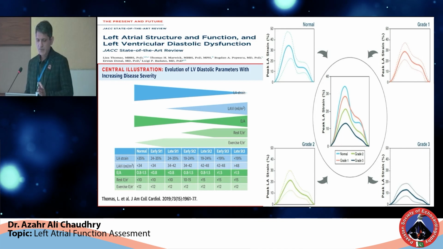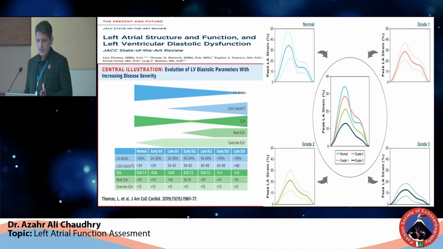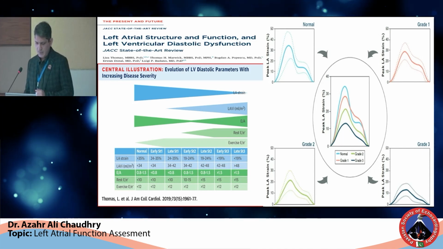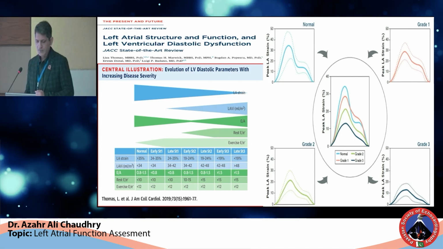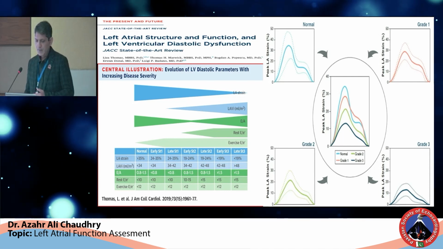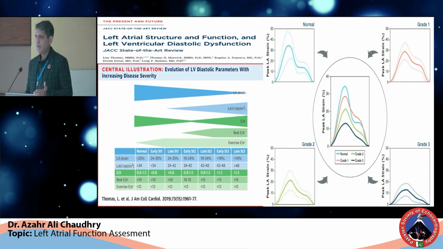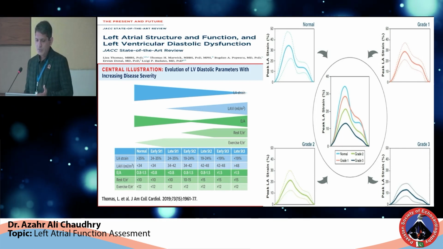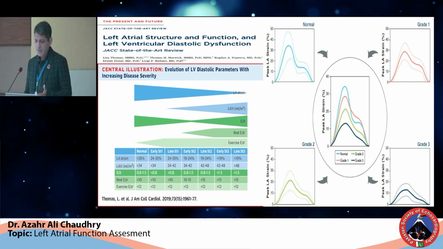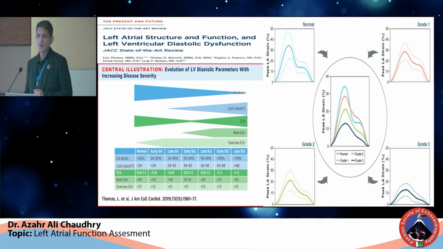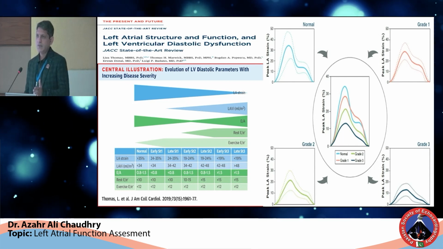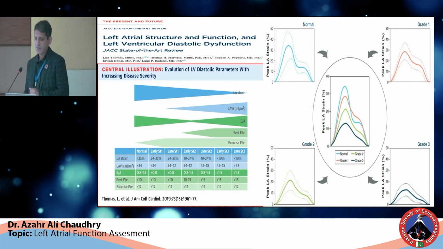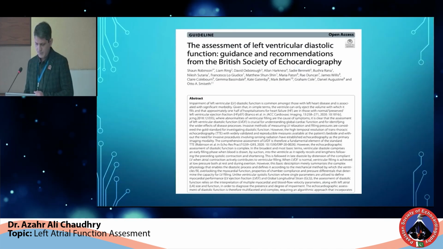the rest of the functions take some time to predict or give the indication for the left ventricular diastolic dysfunction. And the left atrial reservoir strain also has a linear relationship with all the grades of diastolic dysfunction, gradually decreasing as the severity of the diastolic dysfunction increases.